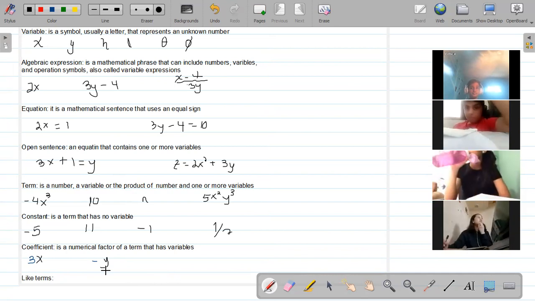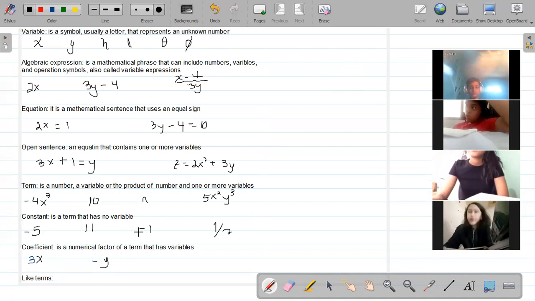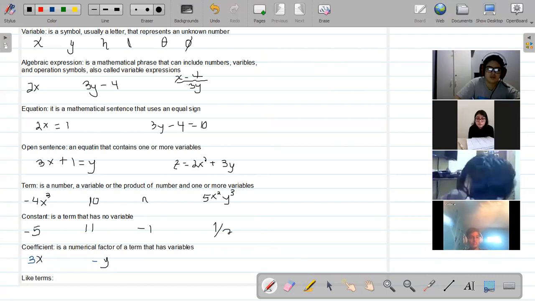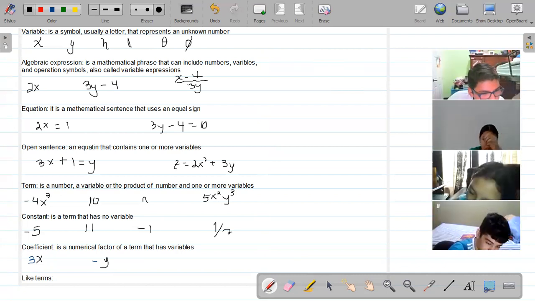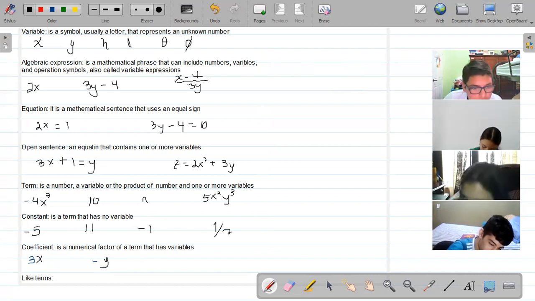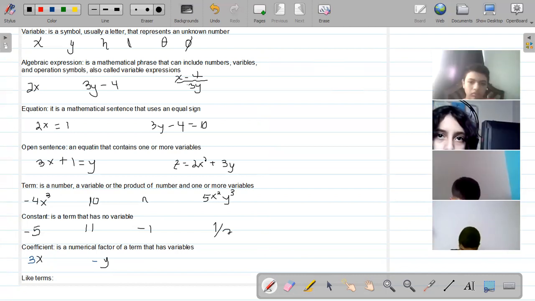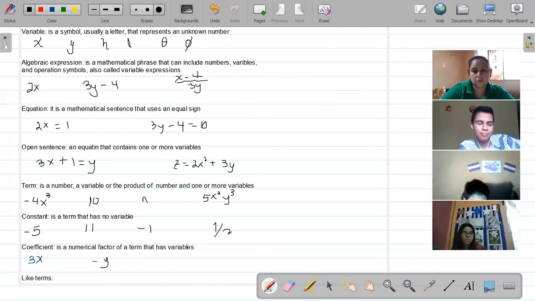What is the coefficient of -y? Anyone? What's the coefficient of -y? Come on, I know that you can tell me the answer. What's the coefficient of -y? Imaginary one. An imaginary one, Daniel, that's it. An imaginary one, but with the negative. So the coefficient of this term is -1, okay?